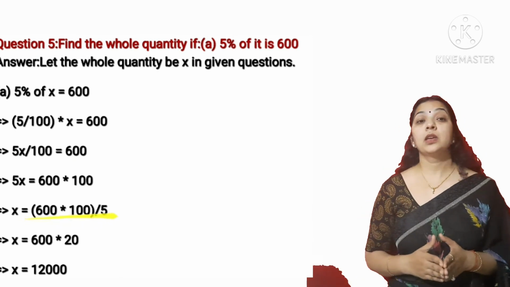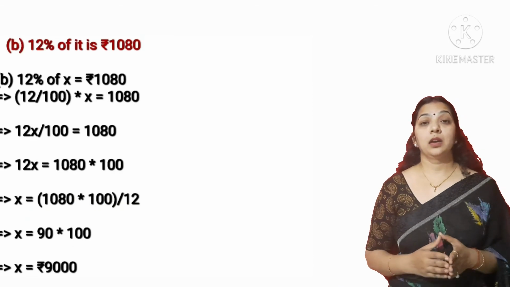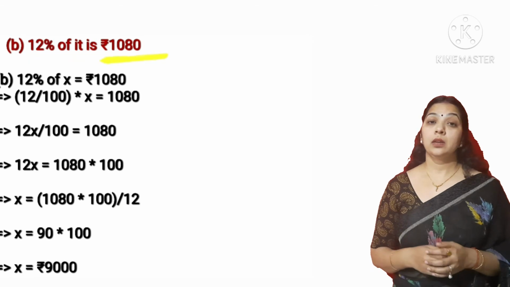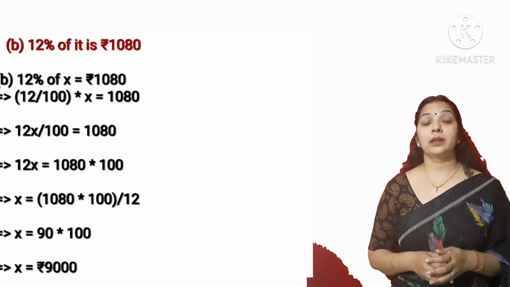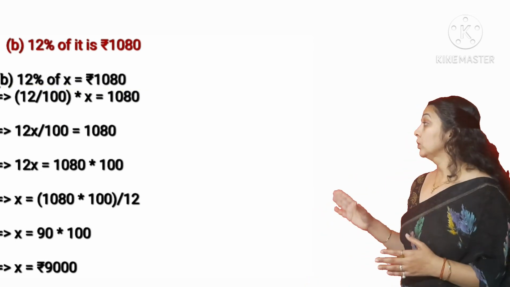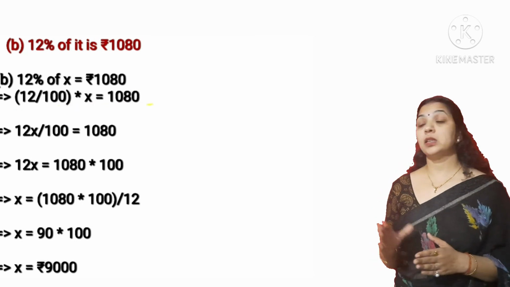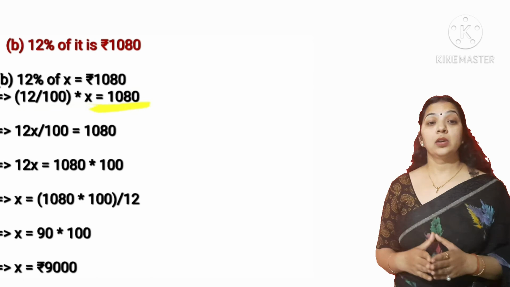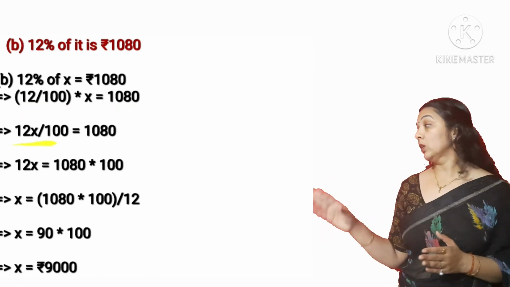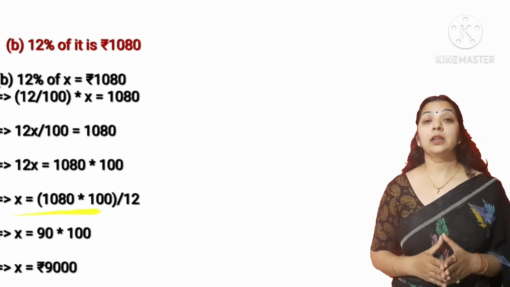Now the next part is 12% of it is 1080. So we have to calculate how many rupees will be the total. So we will consider that x is the total amount and 12% of x is equal to 1080. So 12 upon 100 into x is equal to 1080. So 12x is equal to 1080 into 100, and x is equal to 1080 into 100 divided by 12, and it would result in 9000.